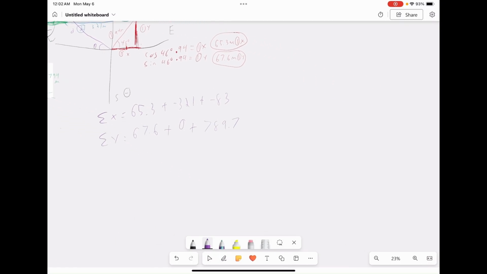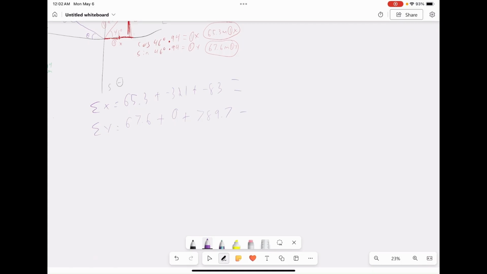Okay, so that will give me my finals. 65.3 plus negative 321 plus 83 is negative 338.7 meters. And that is my total distance of the x component.